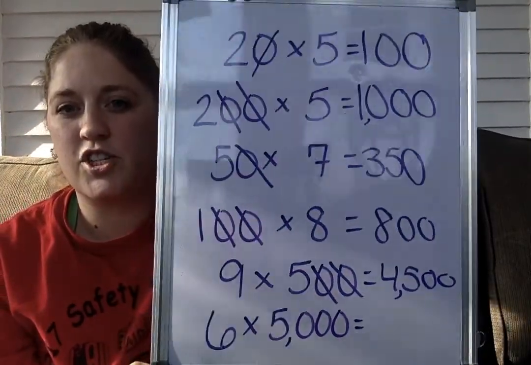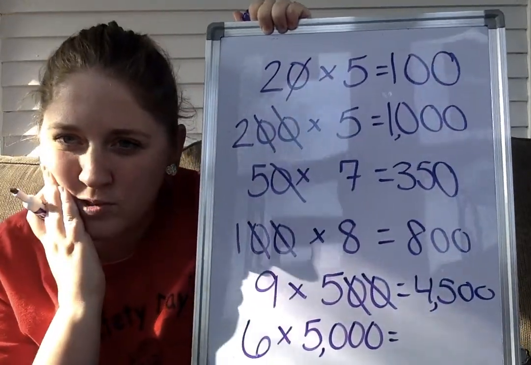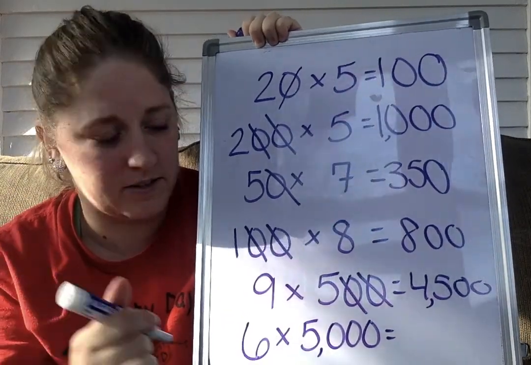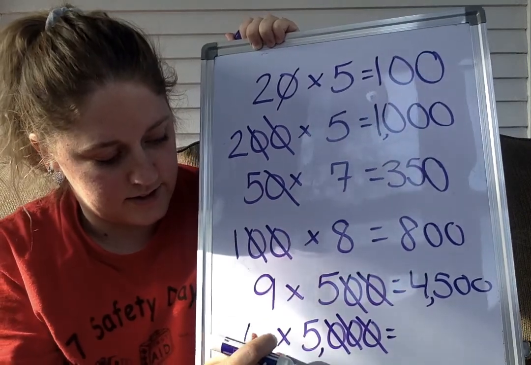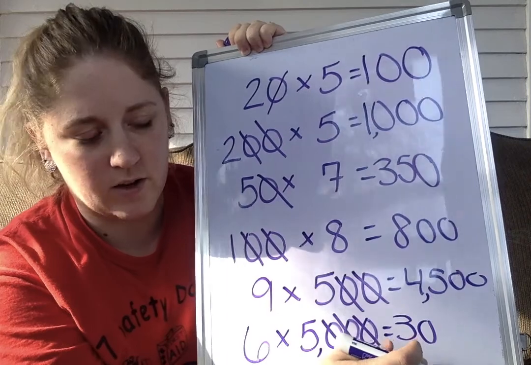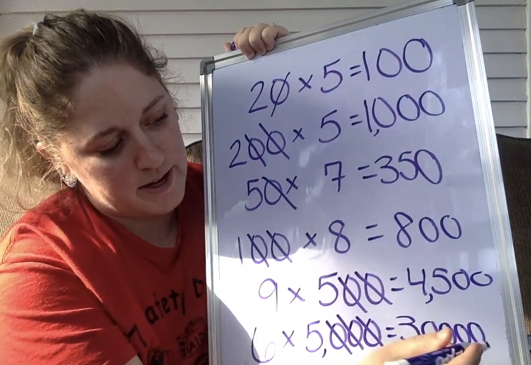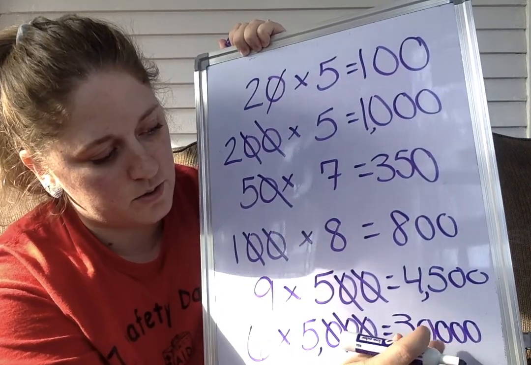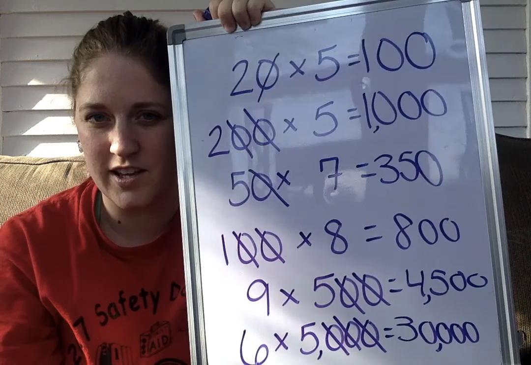The last one's a challenge one. So I have 6 times 5,000. Seems like a really big number, but you can do it. Cross those zeros off. 6 times 5 gives me 30, and this 0 doesn't count. I still have to put 1, 2, 3 zeros back on the end. Count 1, 2, 3, comma. 6 times 5,000 is 30,000.